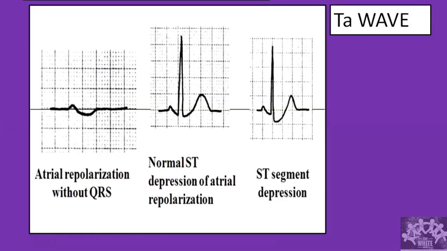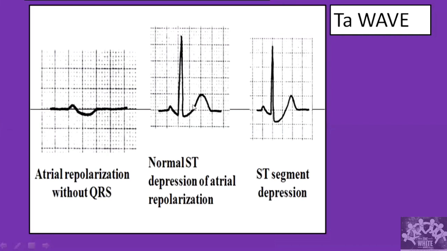So there is a very interesting phenomenon called the tau wave. Tau wave is just an atrial repolarization wave. So what happens is, you see here, this is a P wave, which is atrial depolarization. And then there is atrial repolarization also happening. But then it is not visible.